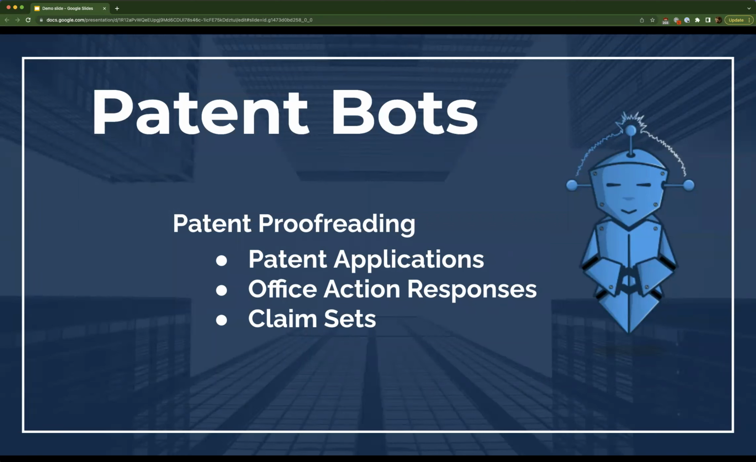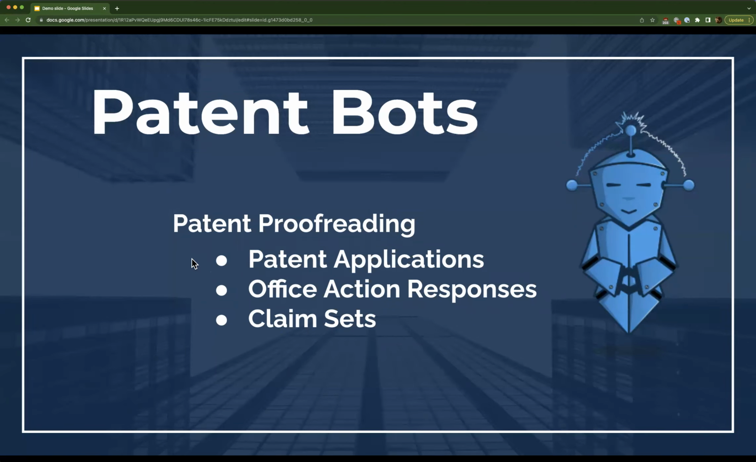PatentBots, our patent proofreading tool, can be used to proofread three different kinds of patent documents. Those documents are patent applications, office action responses, and claim sets. We have another video that describes in detail how our proofreading of patent application works. And in this video, we're going to show you how it works to proofread office action responses and claim sets.